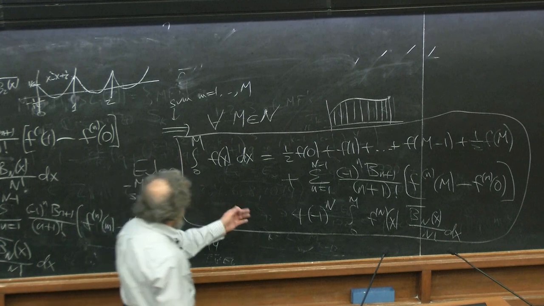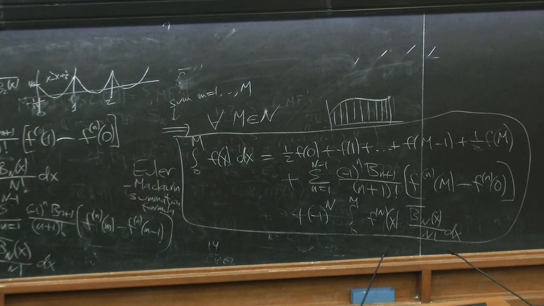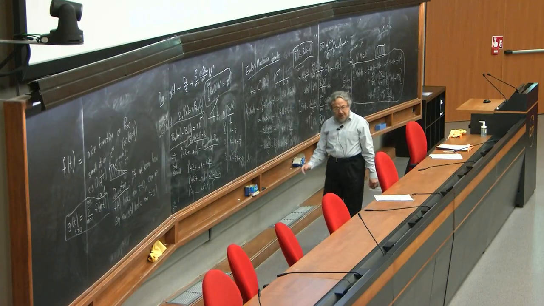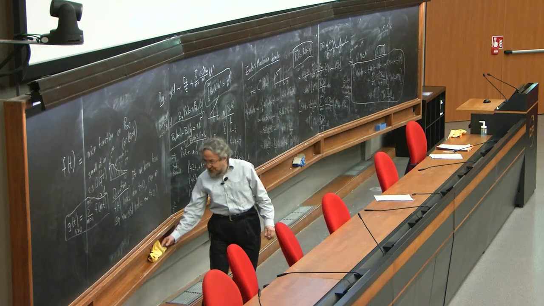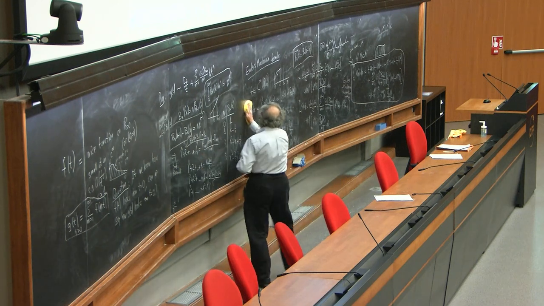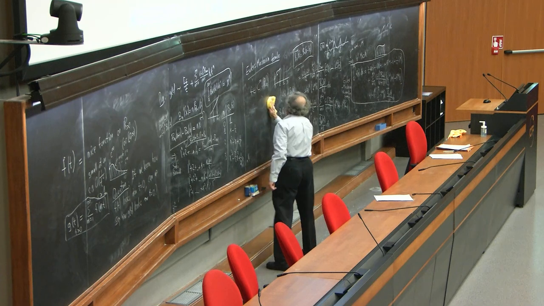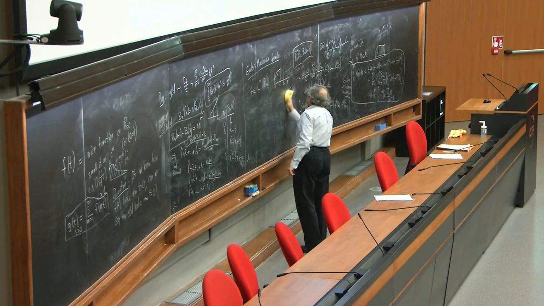So that's the Euler-Maclaurin formula. Now, I can erase this, because either you are taking notes or you're not, but anyway, you're not going to read it again at the beginning. So the end of the formula is still there.